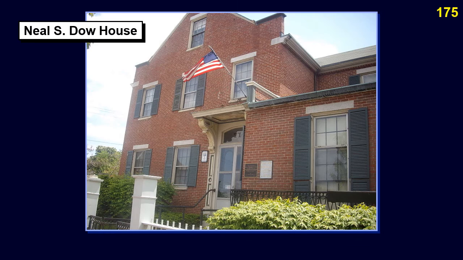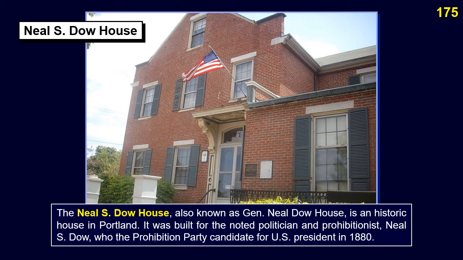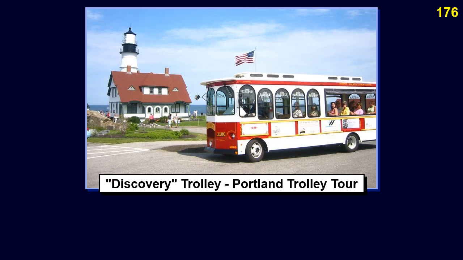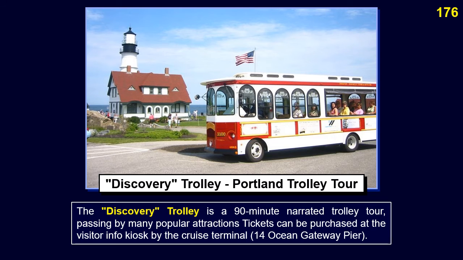The Neal S. Dow House, also known as General Neal Dow House, is an historic house in Portland. It was built for the noted politician and prohibitionist Neal S. Dow, who was the Prohibition Party candidate for U.S. President in 1880. The Discovery Trolley is a 90-minute narrated trolley tour.